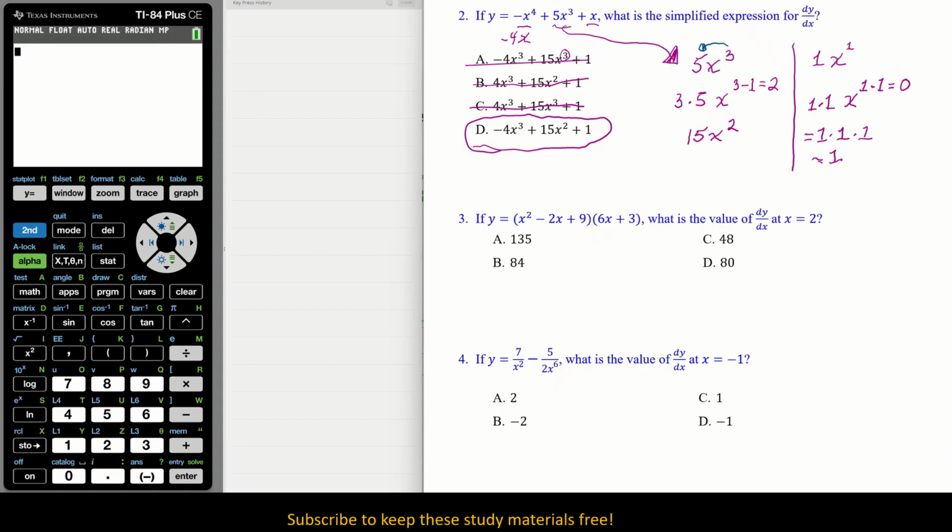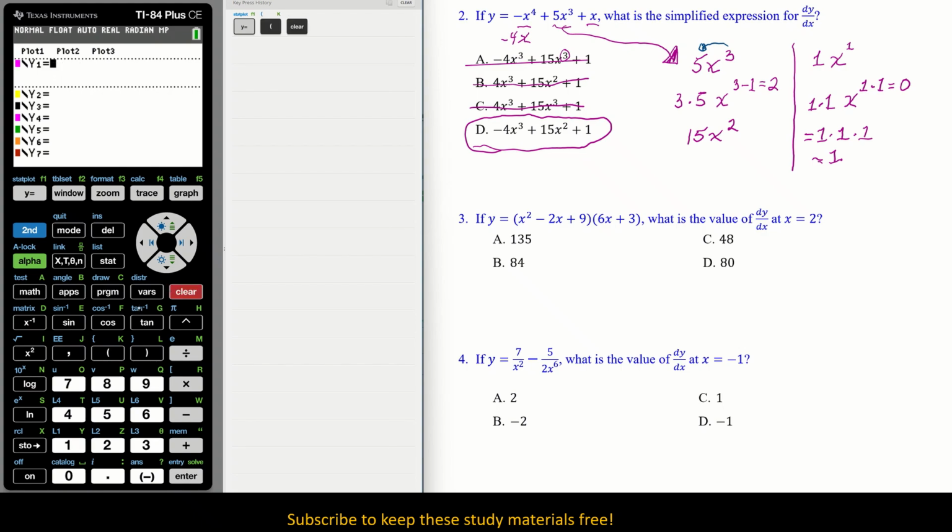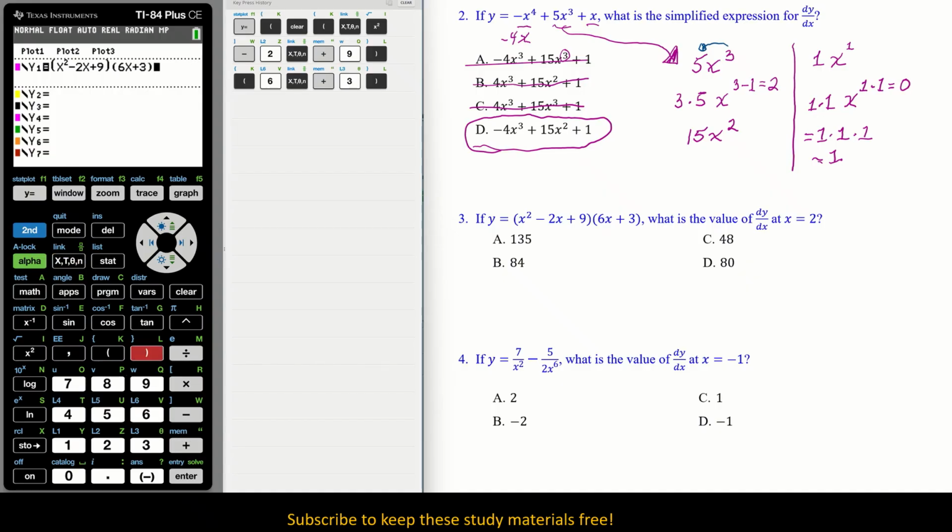Okay, so number 3, if y equals, here's our function. What is the value of the first derivative at x equals 2? Definitely for this, let's go ahead and put that in. We have y equals, and I'm going to put everything in parentheses correctly. Now, parentheses, we have x to the second minus 2x plus 9, close the parentheses, open more parentheses, and then we have 6x plus 3, close the parentheses.